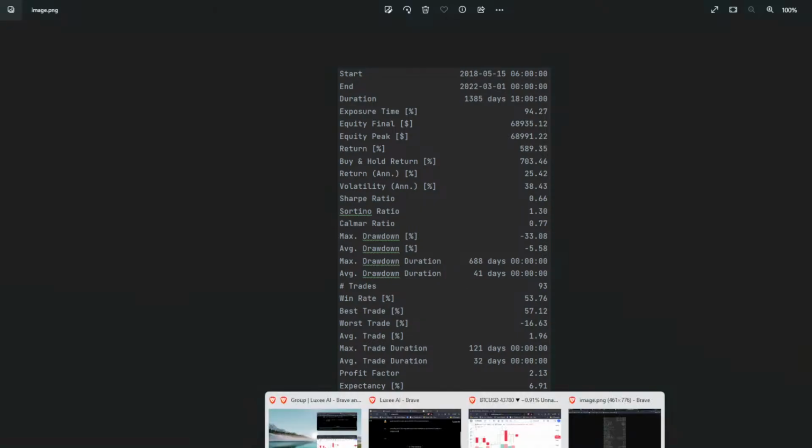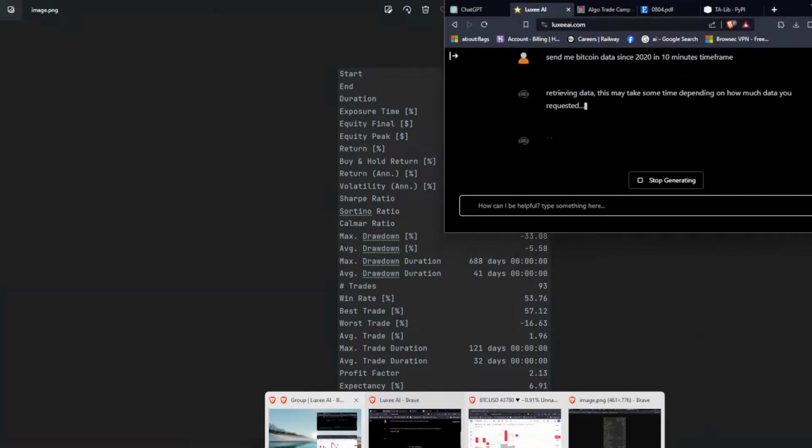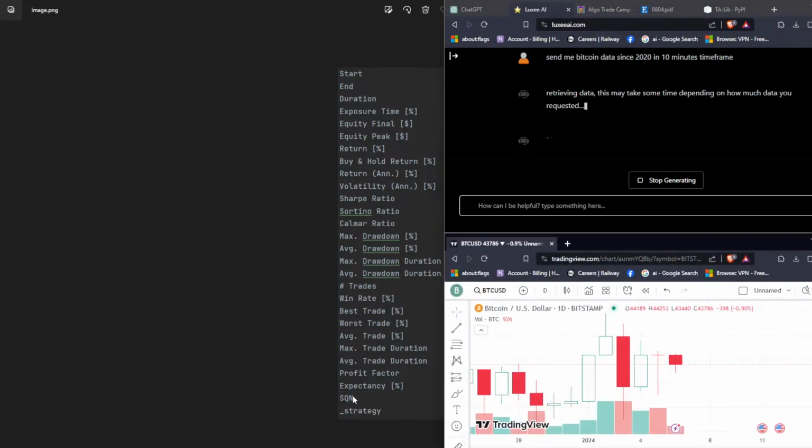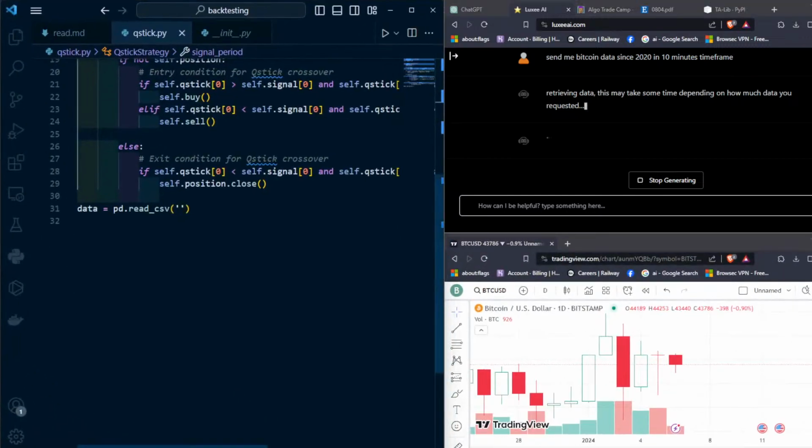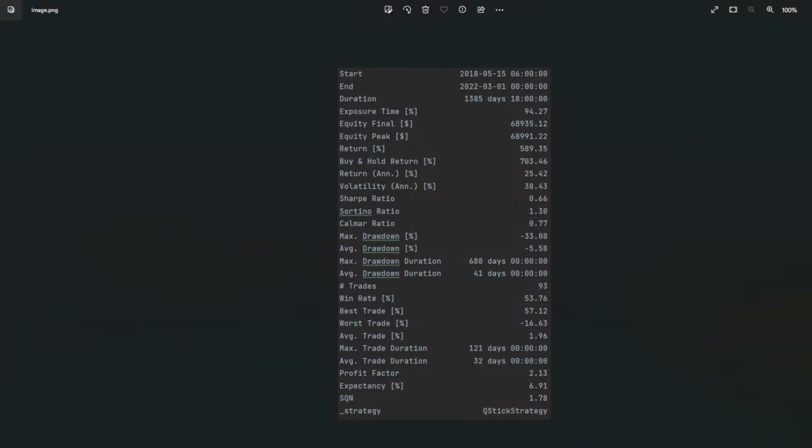So wait, let me bring my pages back. And my code error. Right. And this is the output. Okay. This is the output we're gonna get after you finish backtesting.